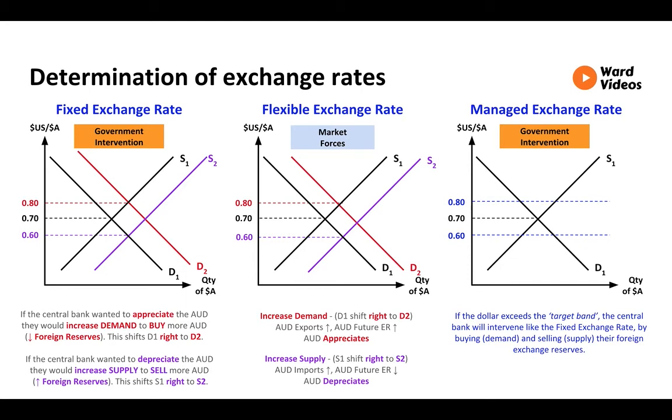For example, the Australian dollar to sit between 0.6 and 0.8 US dollars. If the dollar exceeds this target band, the central bank will intervene just like in the fixed exchange rate system, by buying and selling foreign exchange reserves. Now, we can see on screen the three different systems diagrammatically. Hint, Year 12, take a screenshot.